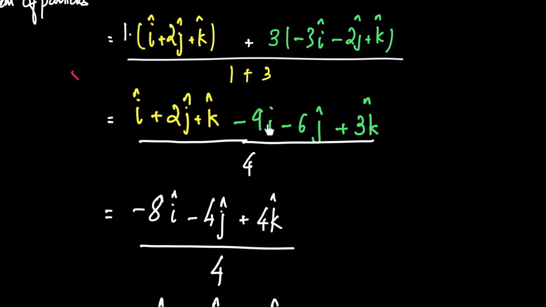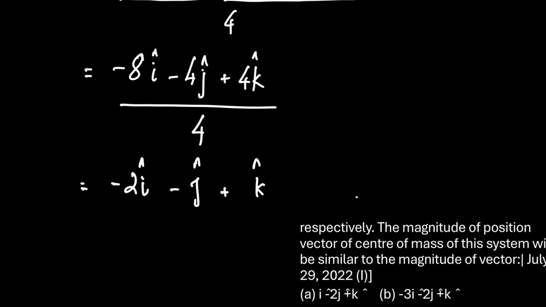So 3 into minus 3i is minus 9i, 3 into minus 2j is minus 6j, 3 into k is 3k. i minus 9i is minus 8i, 2j minus 6j is minus 4j, k plus 3k is 4k, the whole divided by the sum of masses, 1 plus 3, 4. So this gives us minus 2i minus j plus k.